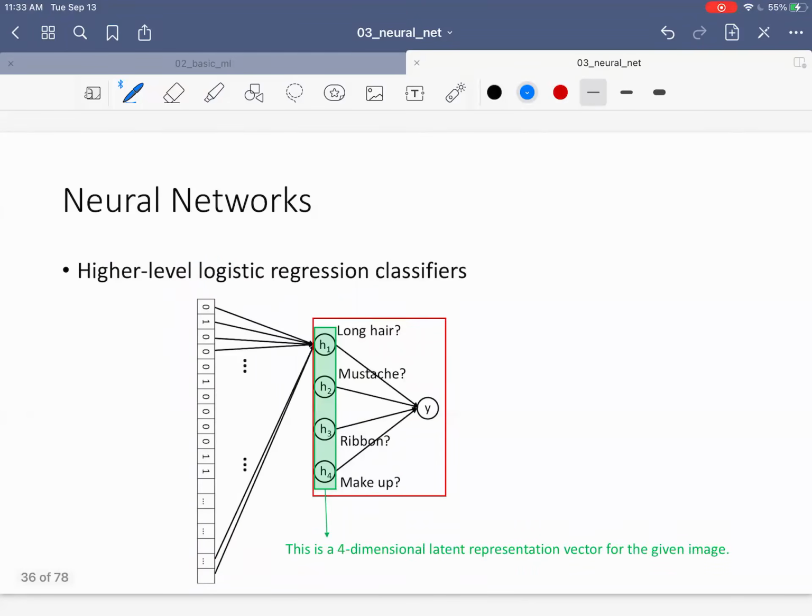Hopefully that makes it clear. So this is a 4-dimensional latent representation. It's no longer raw pixels. It's capturing the semantics of the image that is helpful for the model to make a final correct decision, male or female.